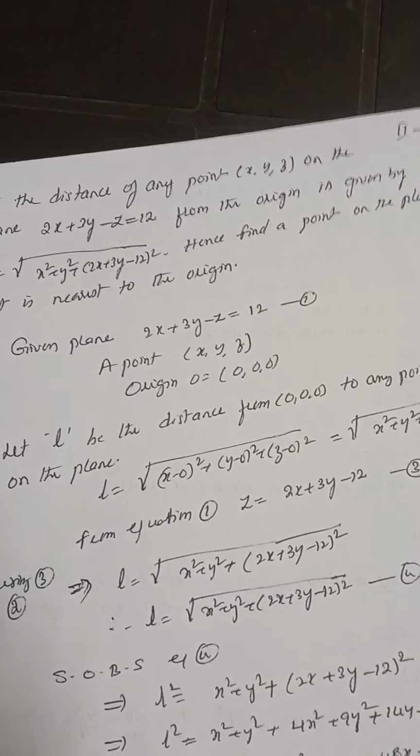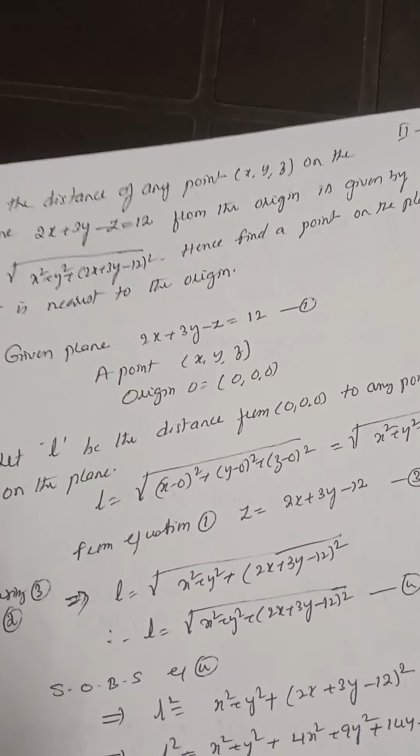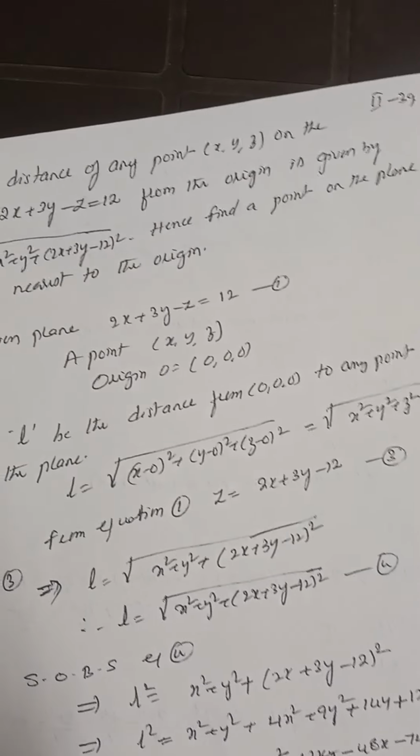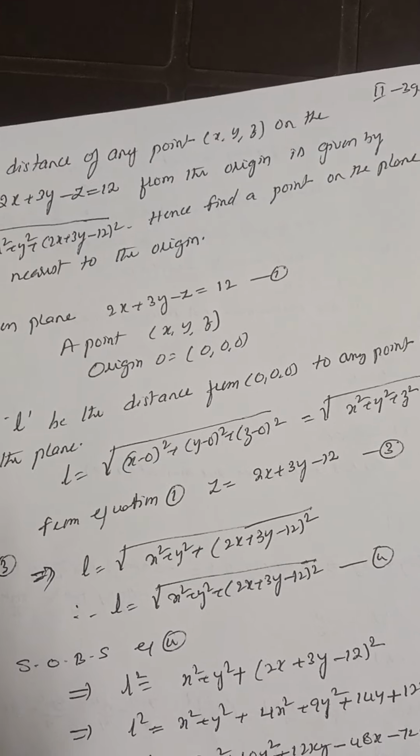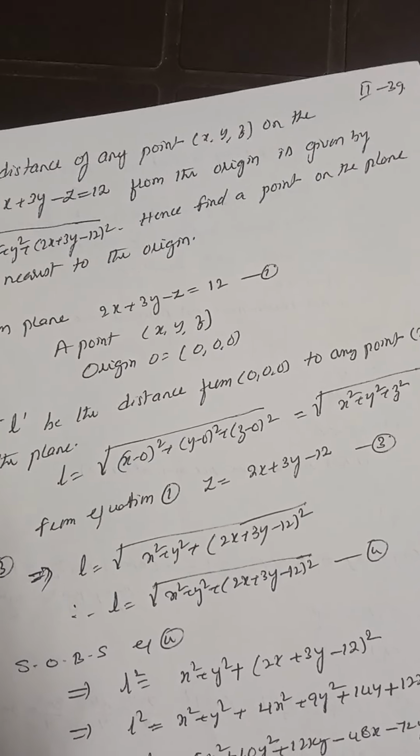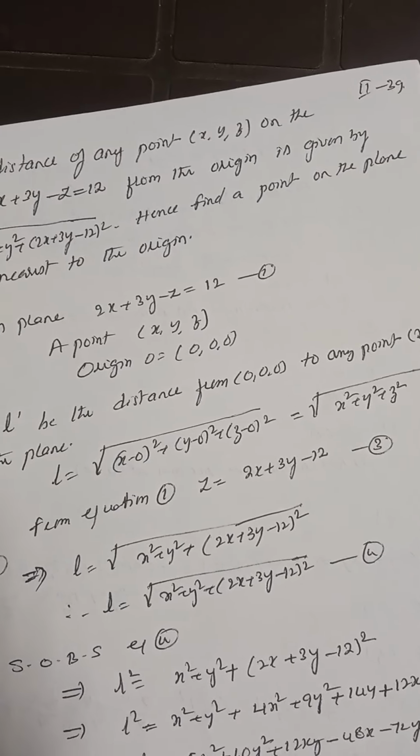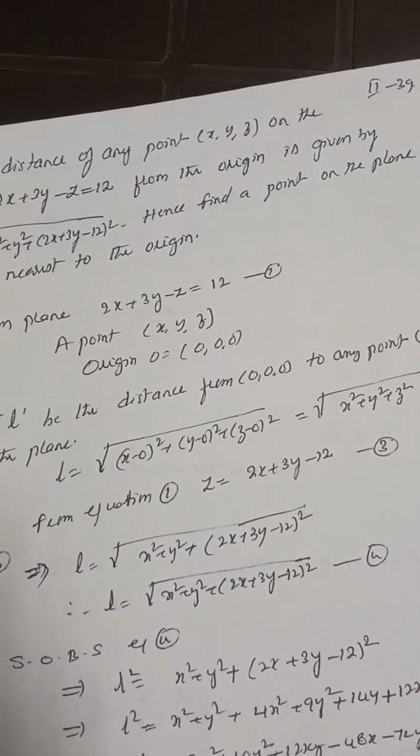We'll discuss the next problem in the next class. The problem is: show that the distance of any point x, y, z on the plane from the origin is given by L is equal to something. Hence find the point on the plane that is nearest to the origin.